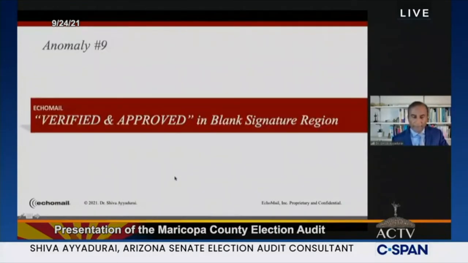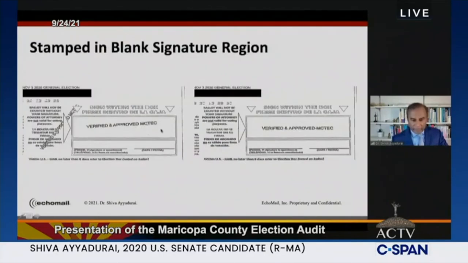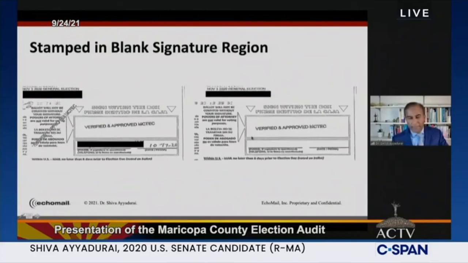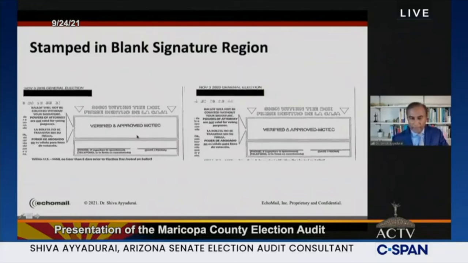All right, the next anomaly is verified and approved in the blank signature region. So what do I mean by that? So this is blank, but the verified and approved is appearing right in the blank. Again, these are process issues which we'd love to get answers to. So same thing here. Same thing here, the verified and approved is right there.